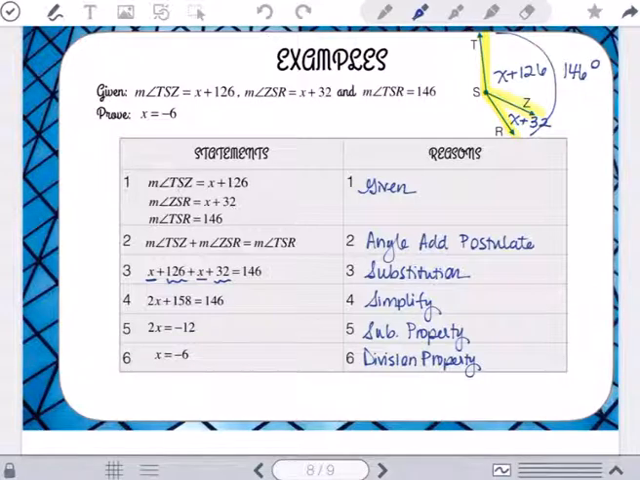So we took our given information. We noticed that for number 2 we had our angle addition postulate, where we added the 2 smaller angles to get our larger. We then substituted everything in, so x plus 26 for the first angle, x plus 32 for the second angle. We then had like terms to combine. We subtracted 158, so that's subtraction property, and then divided by 2 for division.